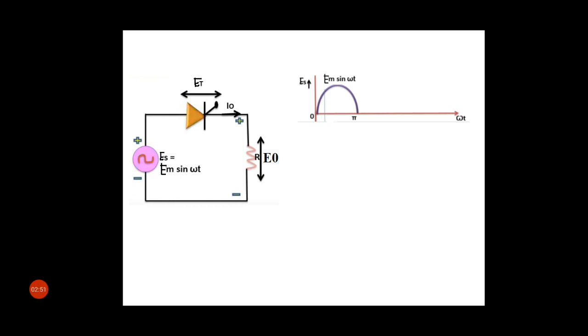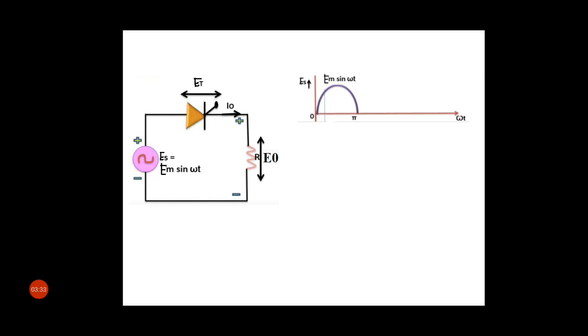The load being purely resistive, the load current i0 is proportional to the load voltage. At omega t equal to pi, as the supply voltage passes through the negative going 0 crossing, the load voltage and hence the load current become 0 and try to reverse direction.